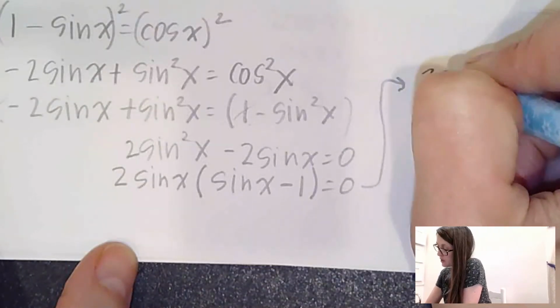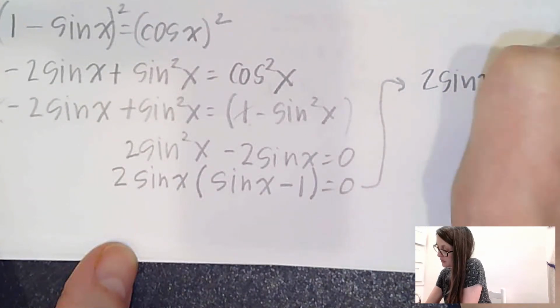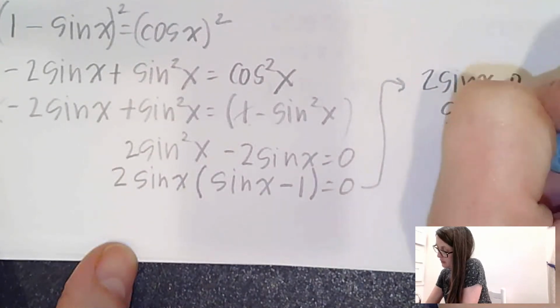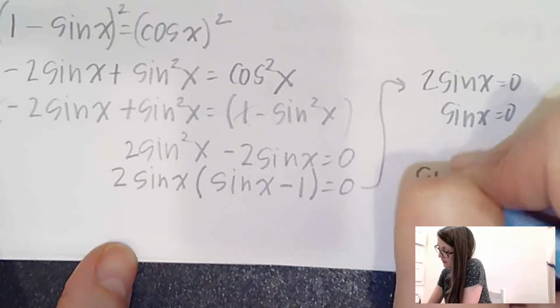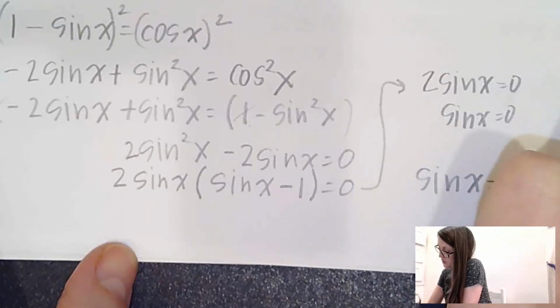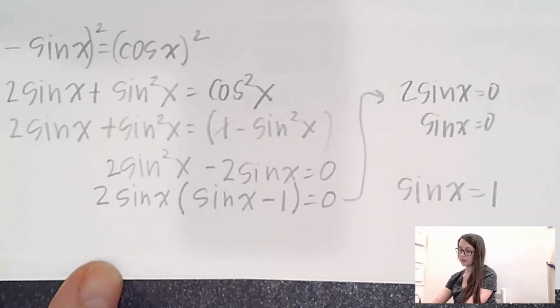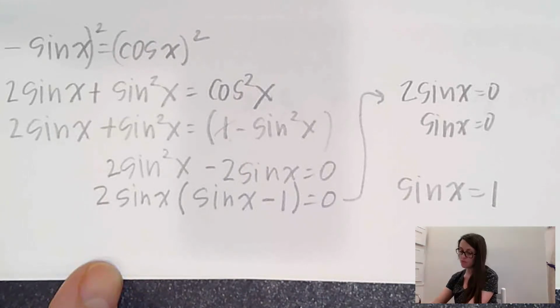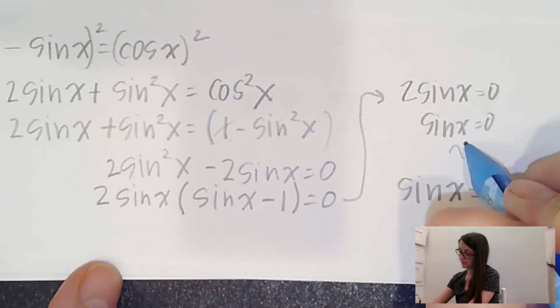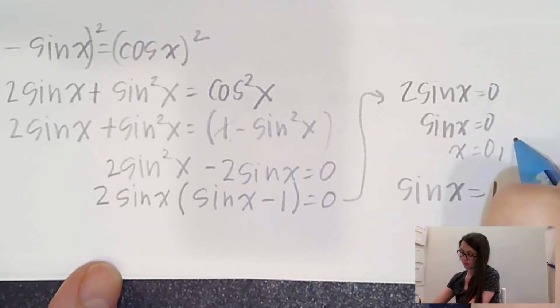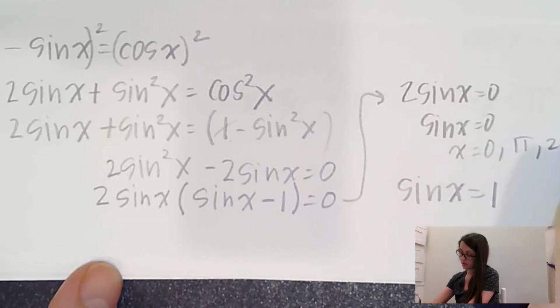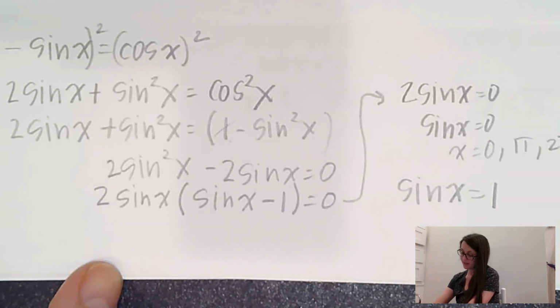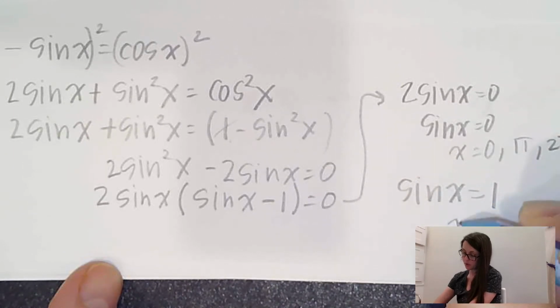So where is 2 sine of x equal to 0? So where is sine of x equal to 0? And where is then sine of x going to be equal to 1? So sine of x is going to be equal to 0, and it's going to be in the domain of 0 to 2 pi here. So it's going to be 0, pi, and then 2 pi. And where sine of x is going to be equal to 1, that is going to be pi over 2.